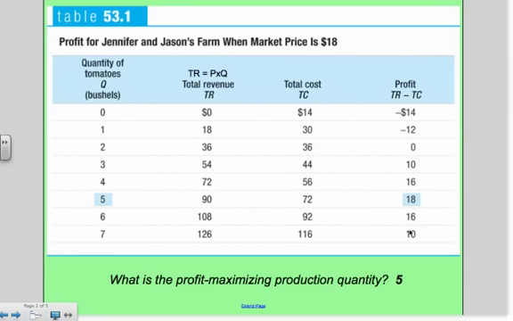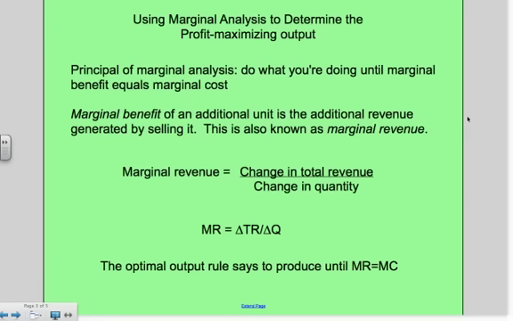Now, you'll notice, what is the profit maximizing production quantity? Well, it's simply the quantity where we get the most profit. It turns out here that the profit maximizing quantity is 5 bushels. Let's get a little more in depth and talk more about this idea of marginal cost. We're also going to talk about marginal revenue, additional revenue generated by production of an additional unit. Let's move on and better understand this idea of using marginal analysis to determine the profit maximizing output.